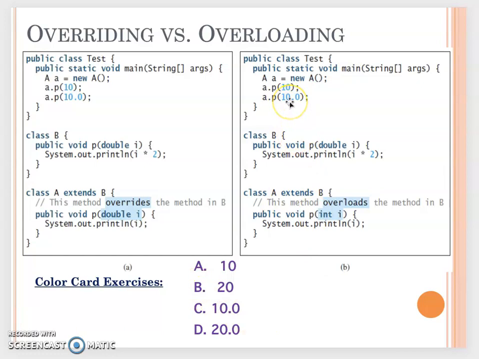Then we see the second one. The second one actually is the overloading method. So when you have 10, we know that's an integer, so it will call this one and display 10. Then if they have 10.0, that's a double number. Since you didn't override it in A, I go back to find my parent class, and I find the P with the double parameter list. So that's why the second one will display 20.0.